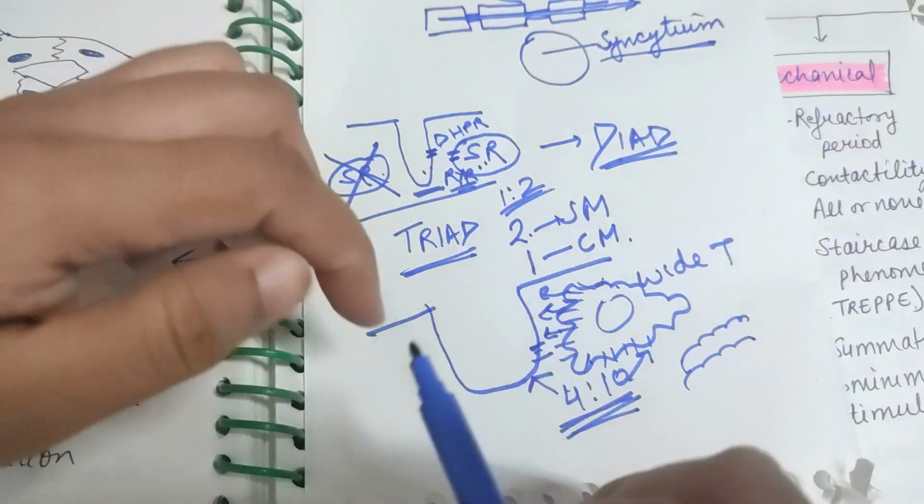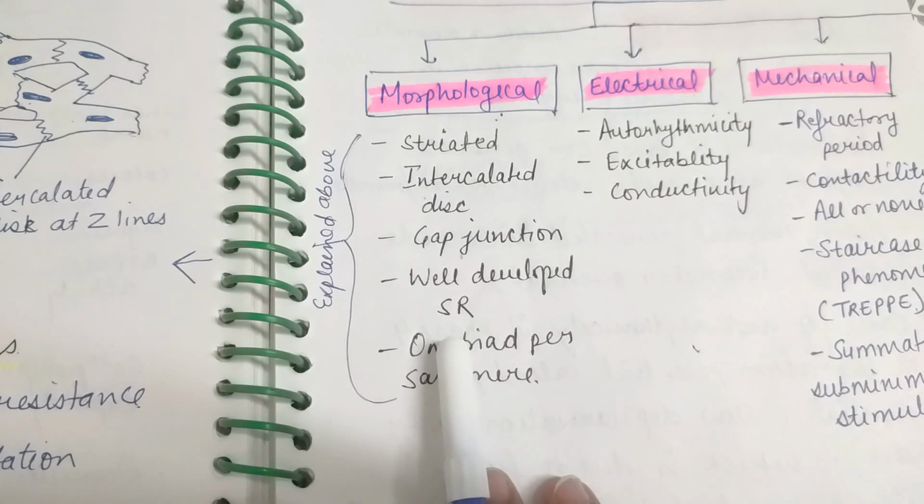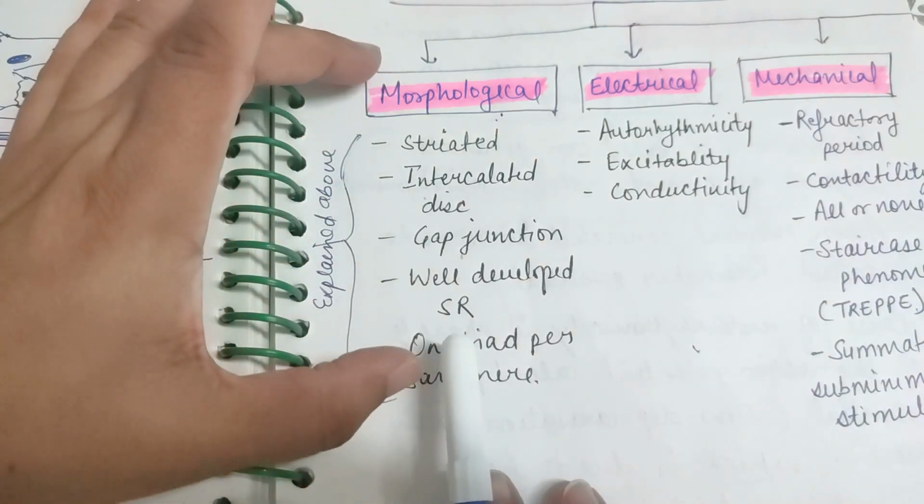So these are some structural peculiarities which we should know when we talk about the properties of cardiac muscle. This is all about the morphological property of cardiac muscle.